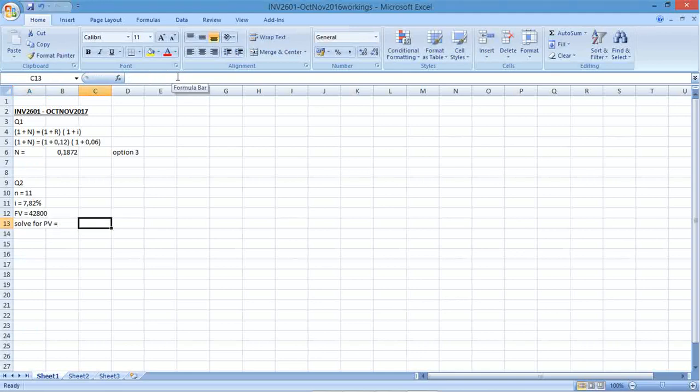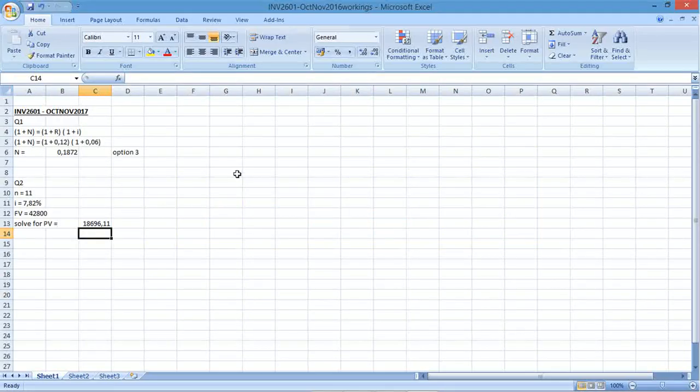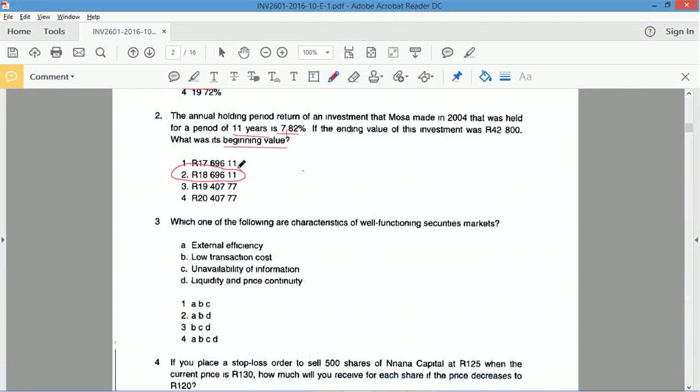Right, so I grab my financial calculator, I insert n as 11, I insert I as 7.82, and a future value of 42,800. And I'm solving for the present value, and I get 18,696.10621. So 18,696.11, perfect, option 2.